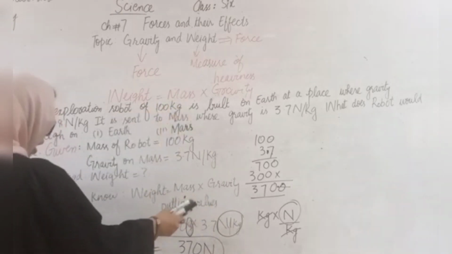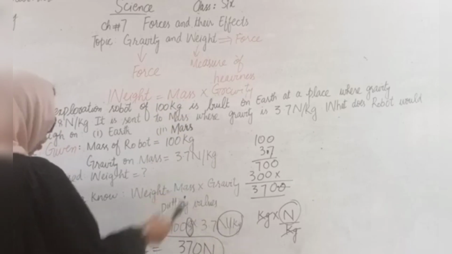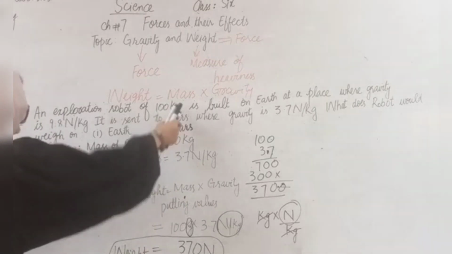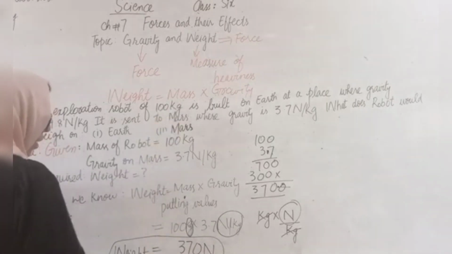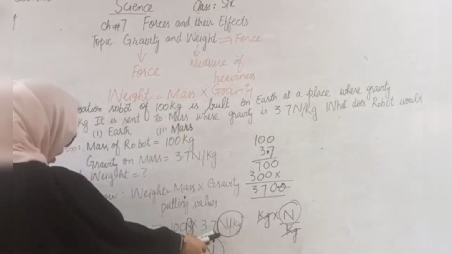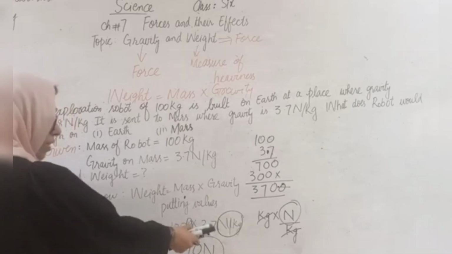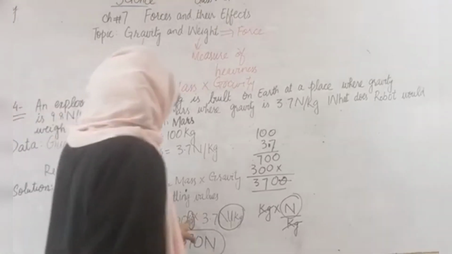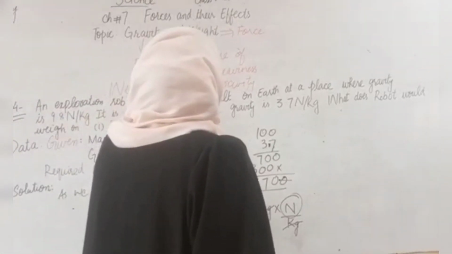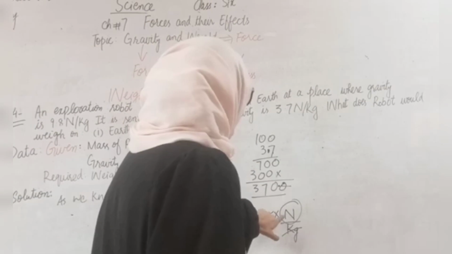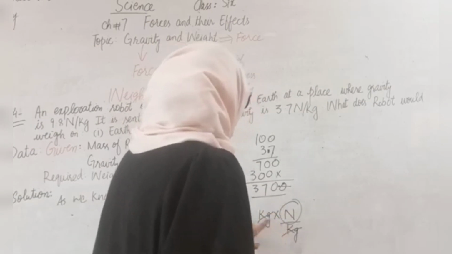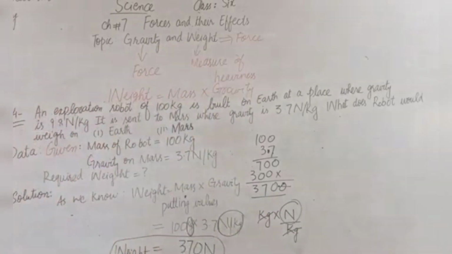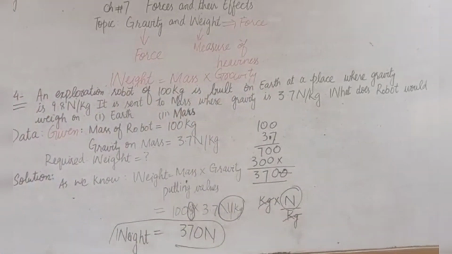Then we put the values. Mass is the same, that is 100 kilogram, then we write 3.7. We multiply 100 with 3.7 and we have got the answer 370. After that we have found the units. Kilogram multiplied with Newton per kilogram, kilogram will be cut and we have got Newton, and we have found the answer, that is 370 Newton.